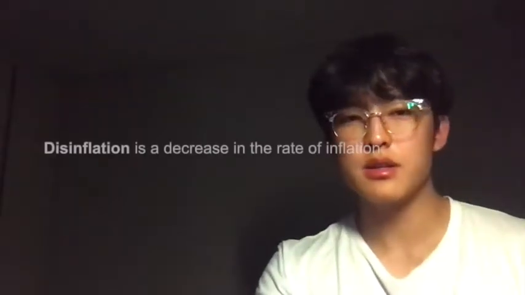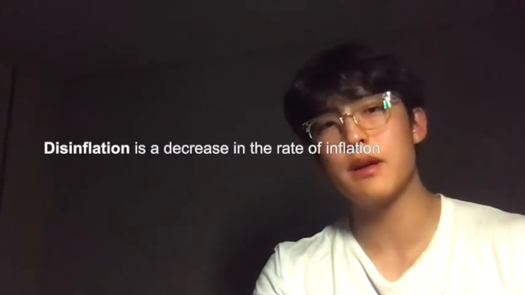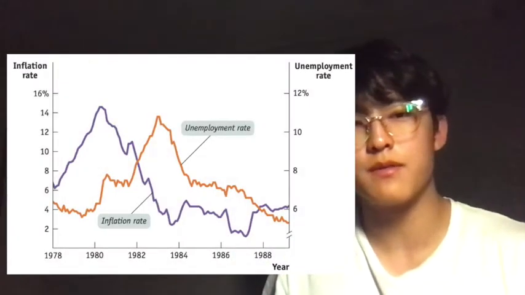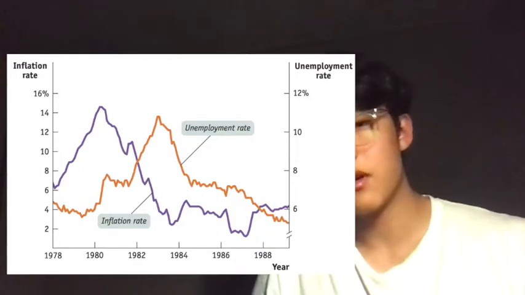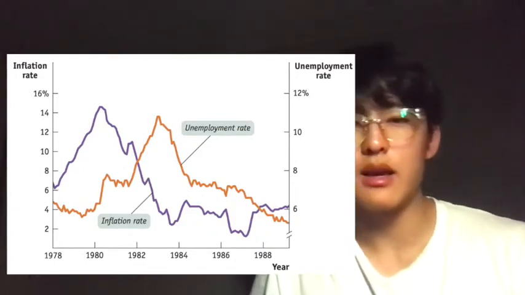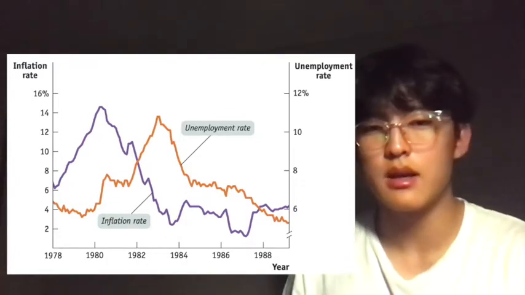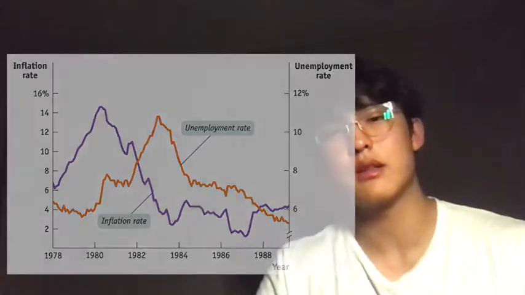So disinflation is the process of bringing the inflation rate down. You'll see how disinflation came at a high cost because much of the fall in inflation probably resulted from the very severe recession from 1981 to 1982, which drove the unemployment rate to 10.8%, which is the highest level since the Great Depression.